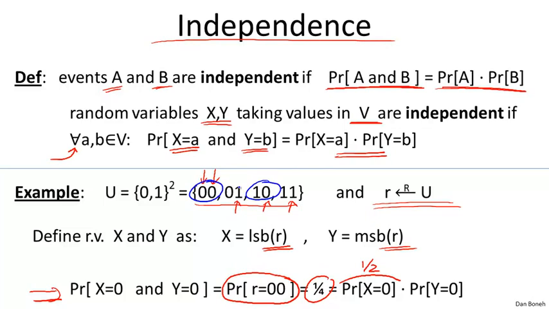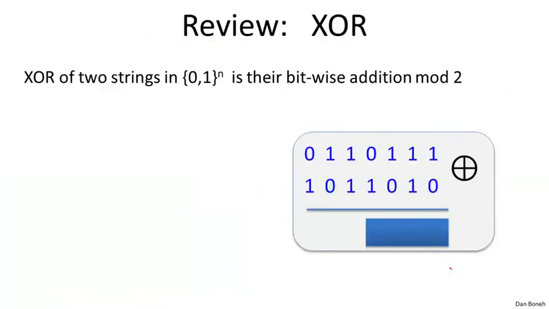2 out of 4 elements gives you a probability of 1/2. And similarly, the probability that y is equal to 0 is also 1/2, so in fact the probabilities multiply. Okay, so that's this concept of independence. And the reason I wanted to show you that is because we're going to look at an important property of XOR that we're going to use again and again.